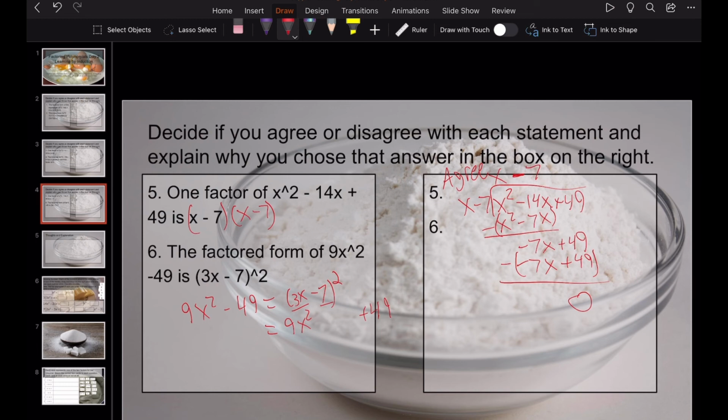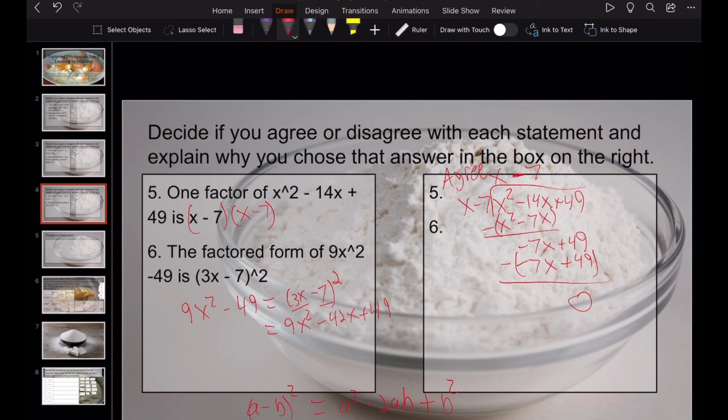3 times 7 makes 21. Double that, and we will get minus 42x. I'll write that formula at the bottom here. A minus b squared is equal to a squared minus 2ab plus b squared. That was the formula that we learned on Thursday of last week. So that's what I did in number 6.